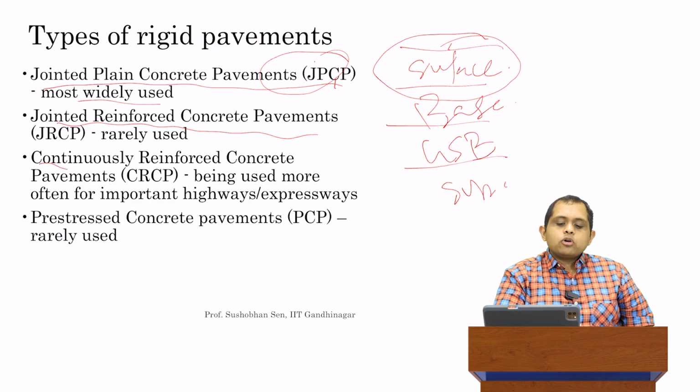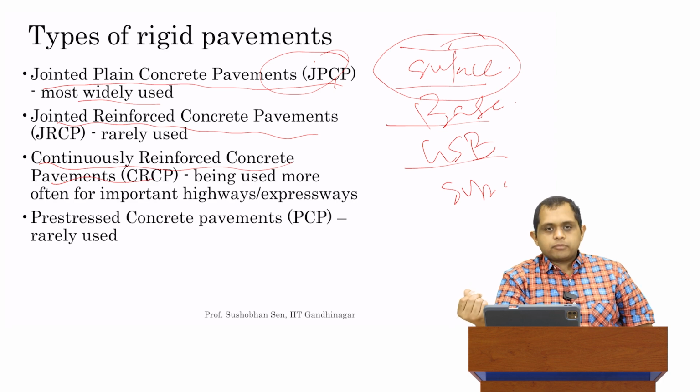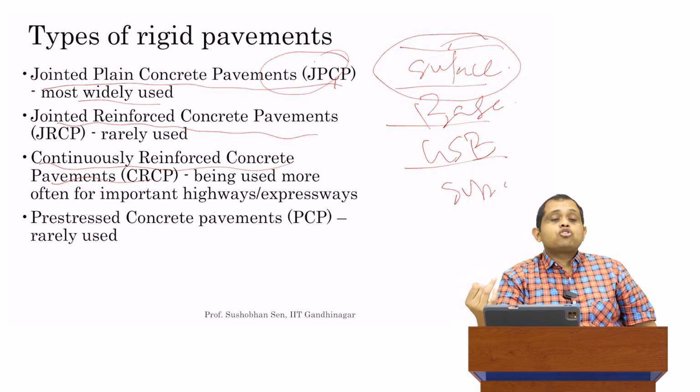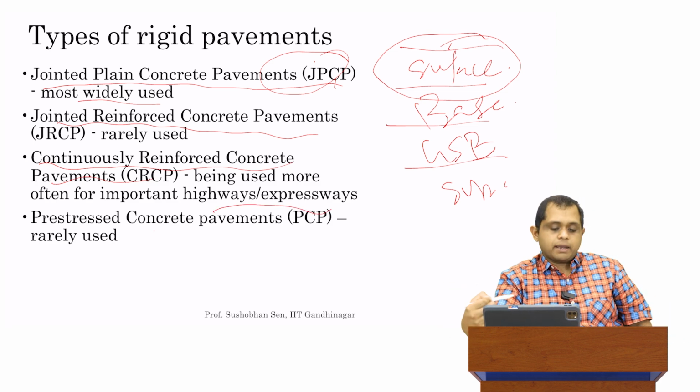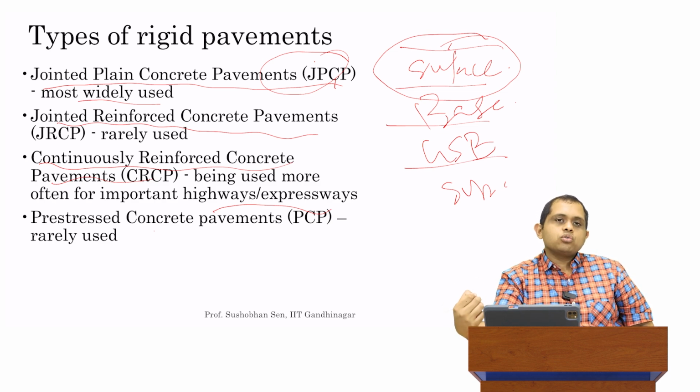There is a third type called continuously reinforced concrete pavements, CRCP. It is used more often. It is extremely expensive, for reasons which we'll talk about in a couple of slides. But it is often very important to be used for highways or expressways, and sometimes you'll also see it being used on runways at airports. So CRCP is extremely expensive, but it can be a good option for highways or expressways which are carrying very heavy loads.